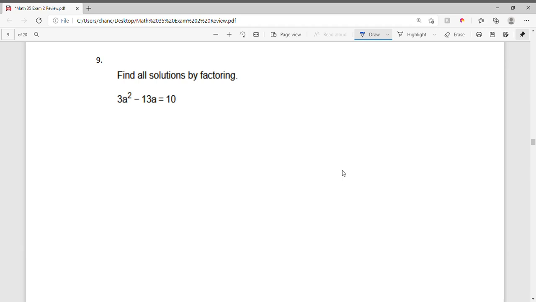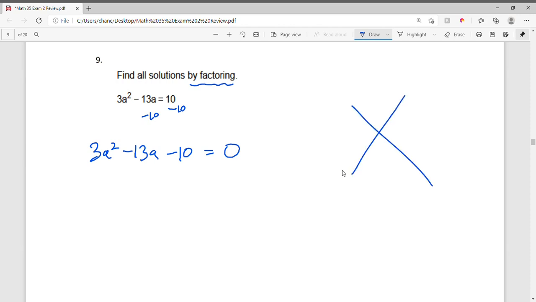For question 9, it says solve by factoring, so that means we need to set it equal to 0. I'm going to subtract the 10 from both sides first. 3a squared minus 13a minus 10 is equal to 0. Now let's try to use the AC method first if possible. We'll multiply the 3 times the negative 10, that's negative 30, and I'll bring down the negative 13 on the bottom. What two numbers multiply to get negative 30 but add up to negative 13? Well, that's going to be 15 and 2. It has to be negative 15 in order to add up to negative 13.